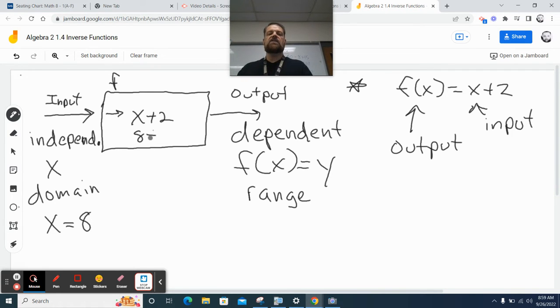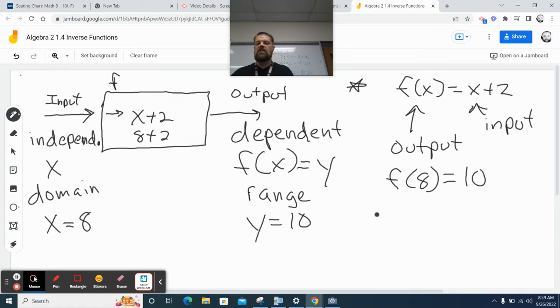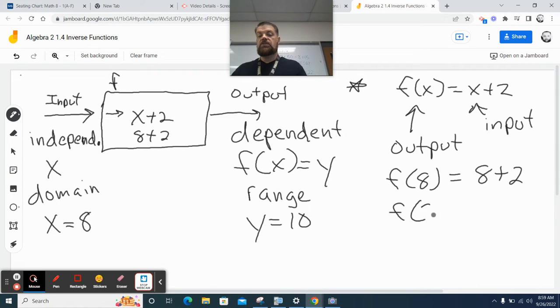I say 8 plus 2. What's 8 plus 2? 10. So then I would write this in function notation: f of 8 is equal to 10. And where that comes from, let me back up. Erase that. We're going to put one step before that. f of 8 is equal to 8 plus 2. Therefore, f of 8 is equal to 10.